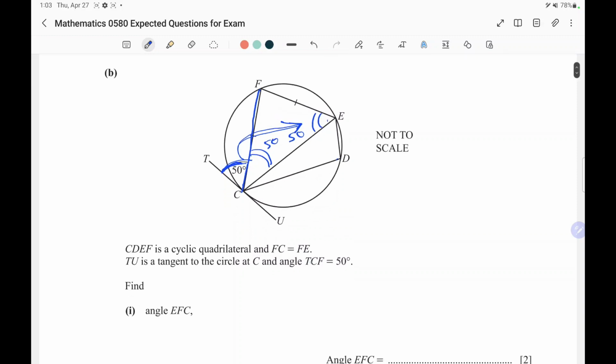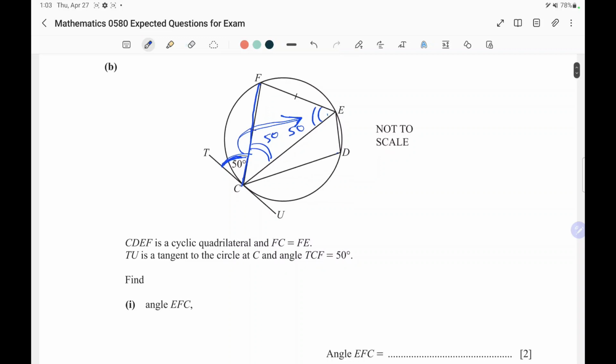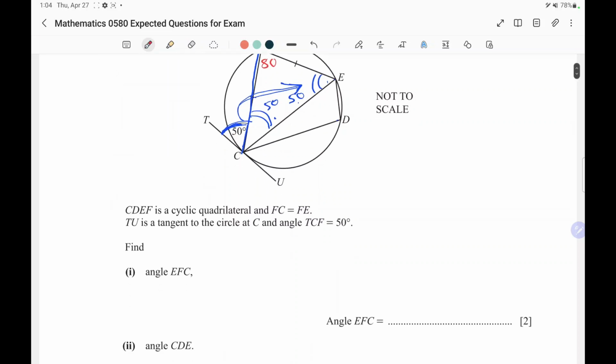Now come to the next question. Angle EFC. Where is EFC? EFC, this angle. No problem. Here this is 50, this is 50, so together this is 100, and in the triangle the sum is 180. So it should be 80, right? It should be 80 degrees. So here it should be 80.